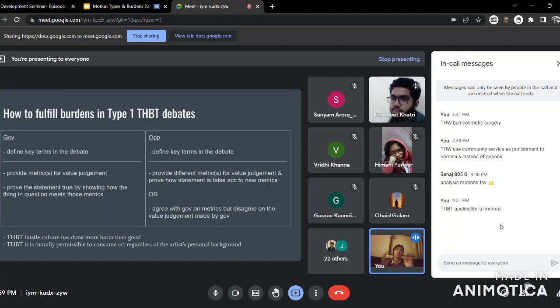What did I do here? I defined the key terms in the debate. I gave you a metric by which you should judge whether something is immoral. So, what is the value judgment here? The value judgment here is immorality. Whether I think something is immoral or not, I'm making a value judgment. What is the metric that I'm using to prove or convince you that something is immoral?